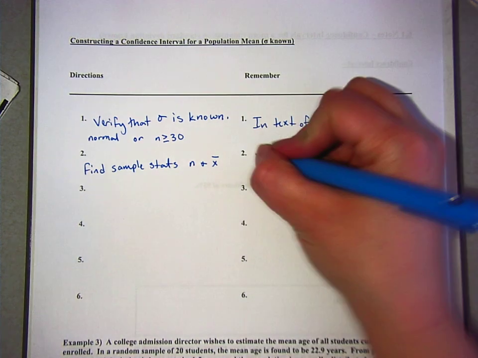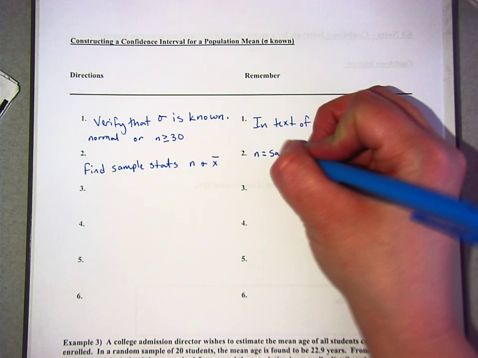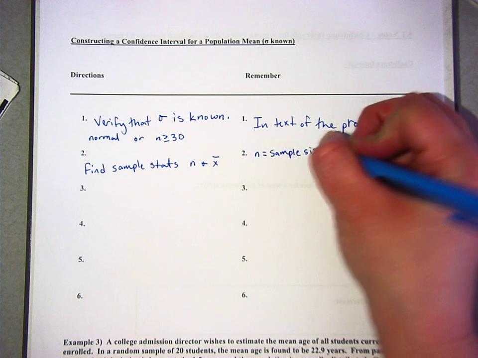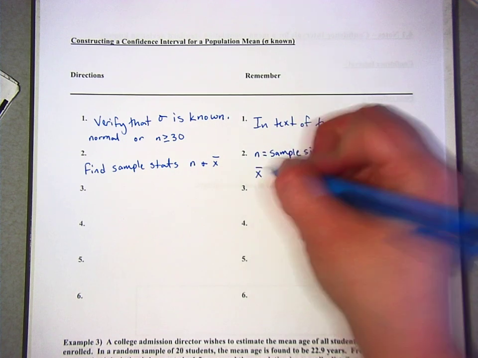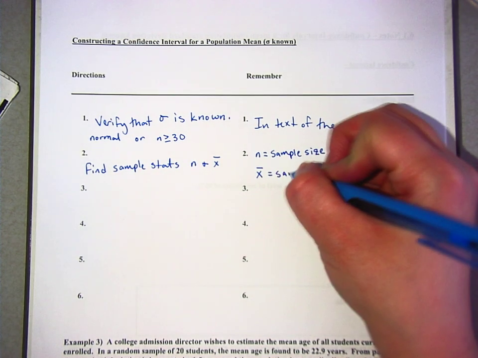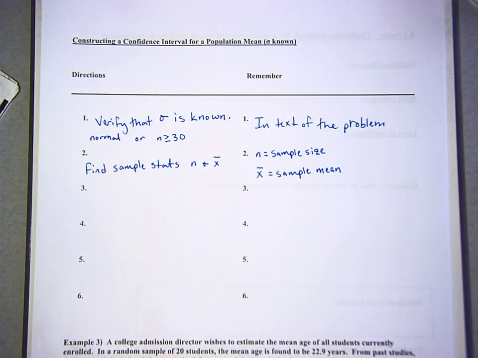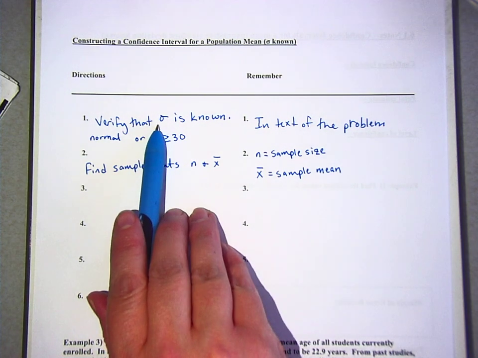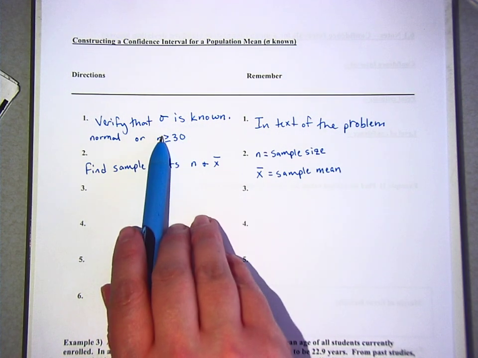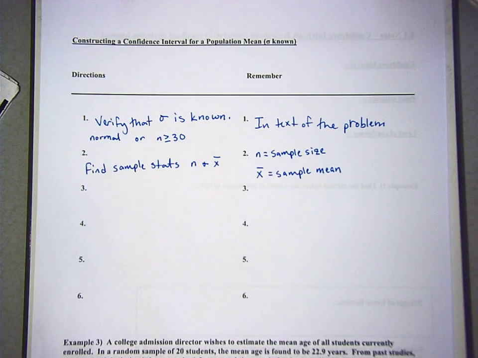What does N stand for? Number of trials? Sample size. And X bar? Sample mean. The only reason why you know the population standard deviation is like from a past test. So they might say, from studies in the past, we know that the population standard deviation is about this. And that's the only difference between this and the next section.